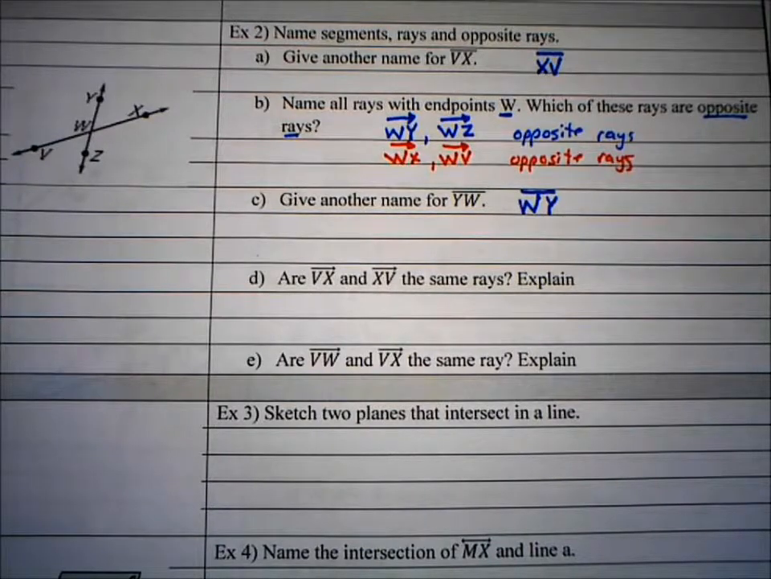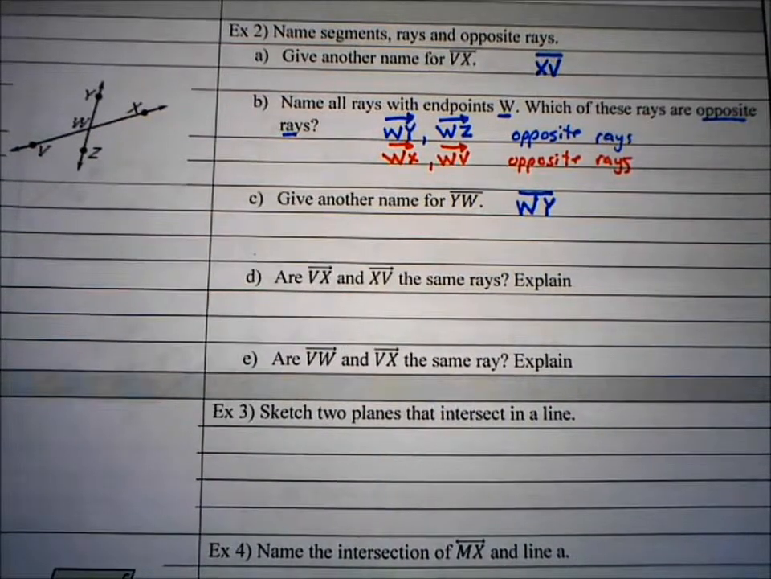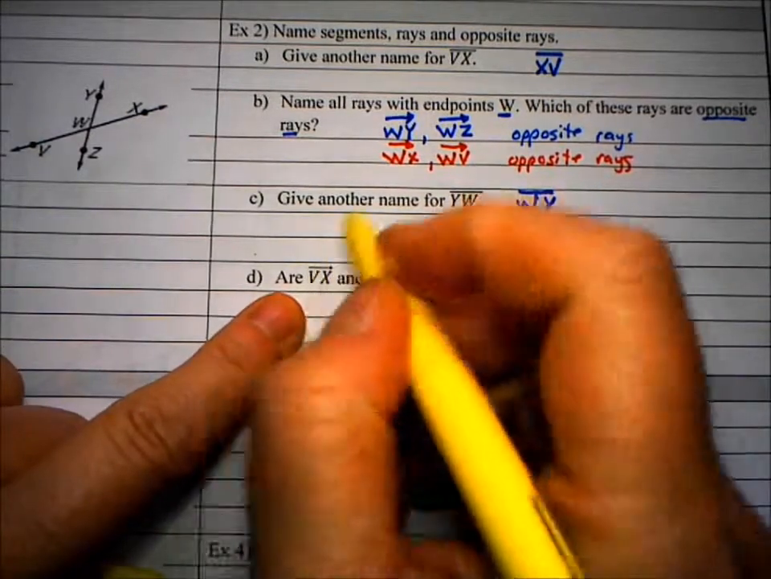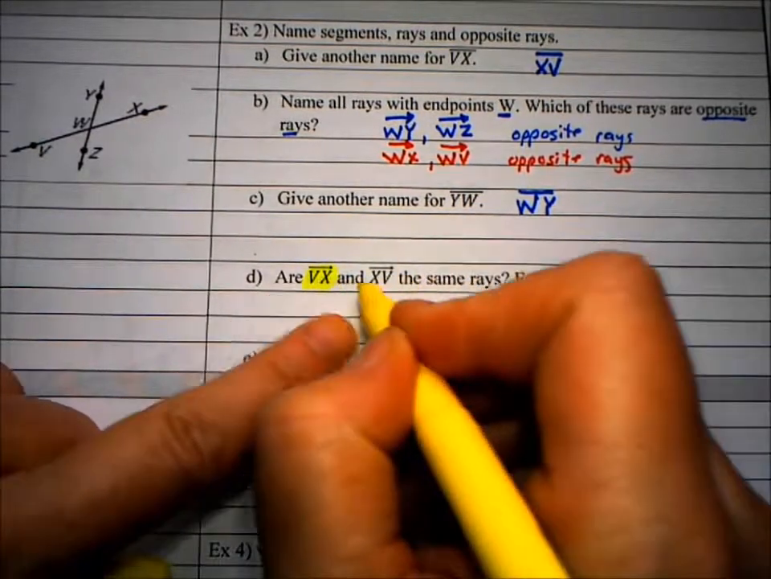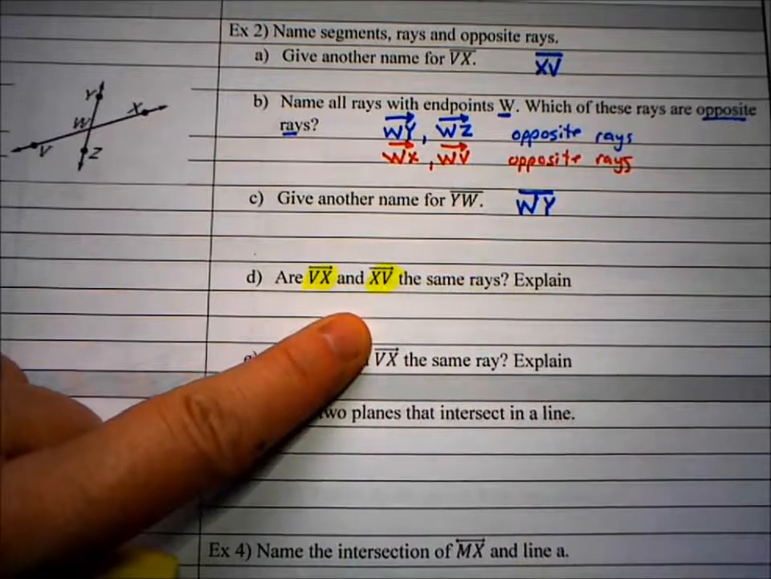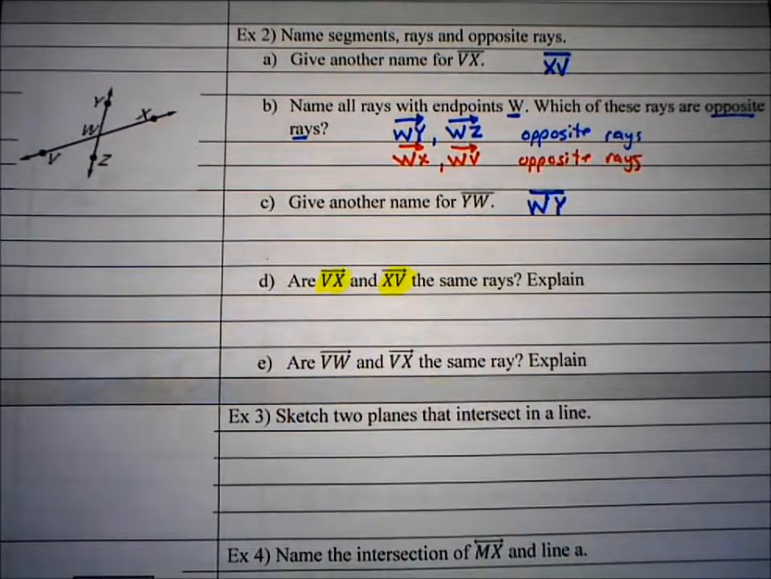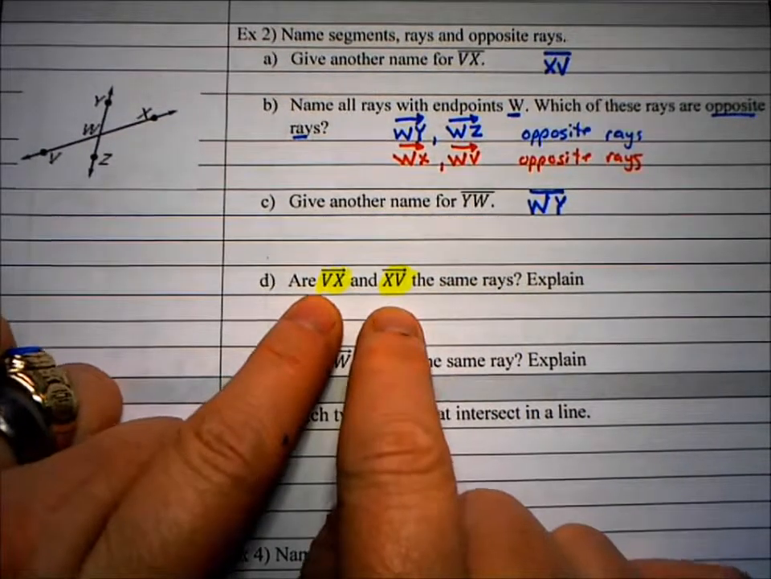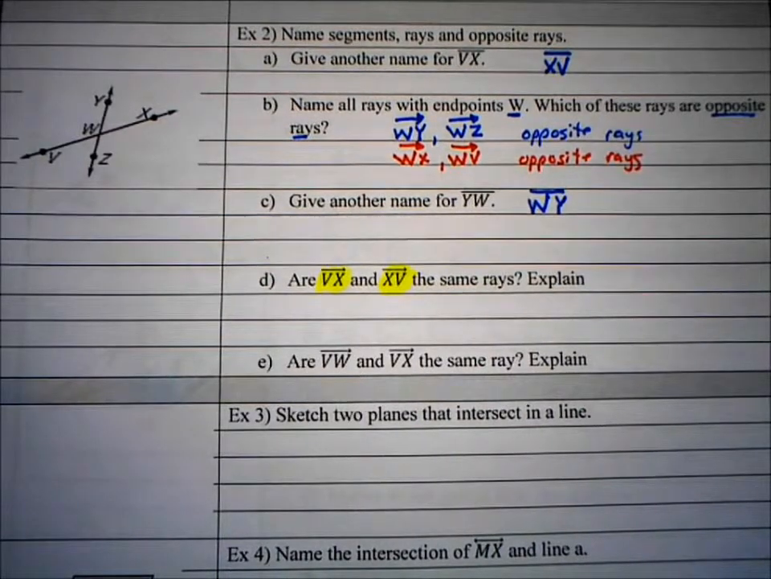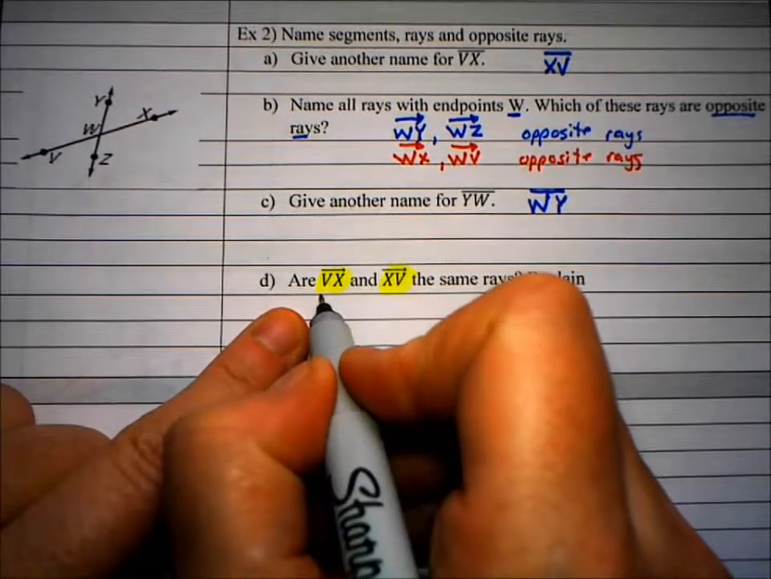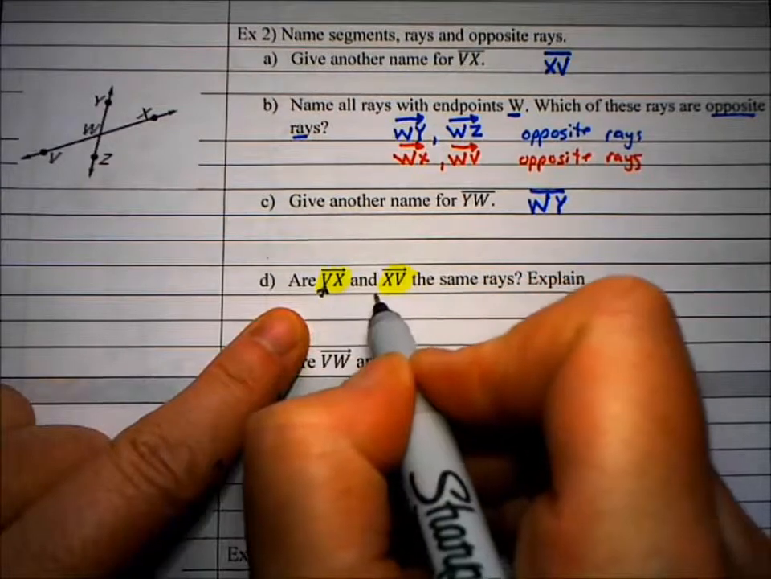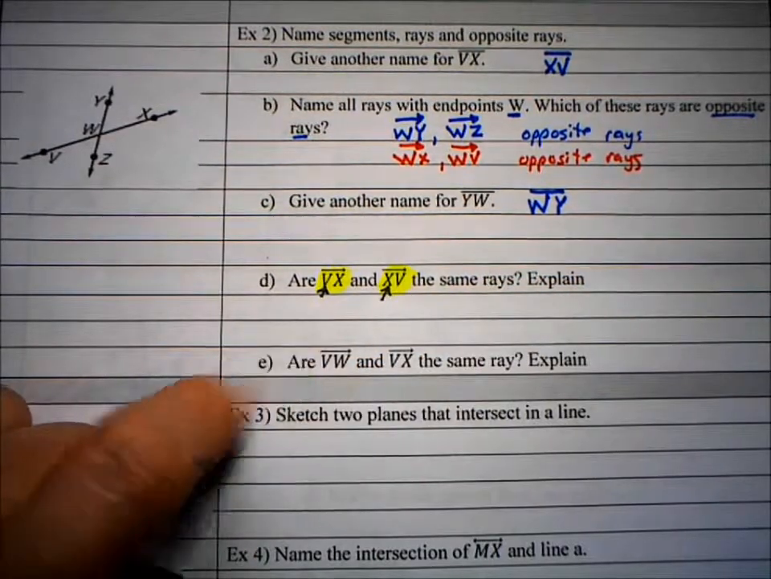Then we have the question on D. It's asking you, is or are the ray VX and the ray XV the same exact rays? Well, to be the same ray, it must have the same exact endpoint, and it must be extending in the same direction. So if I look at this, just looking at the coding before I ever go to the picture, I notice this has an endpoint of V, and this one has an endpoint of X.